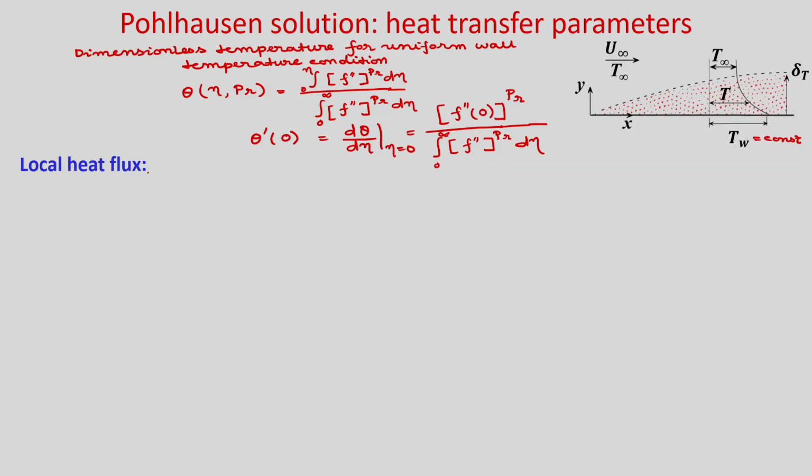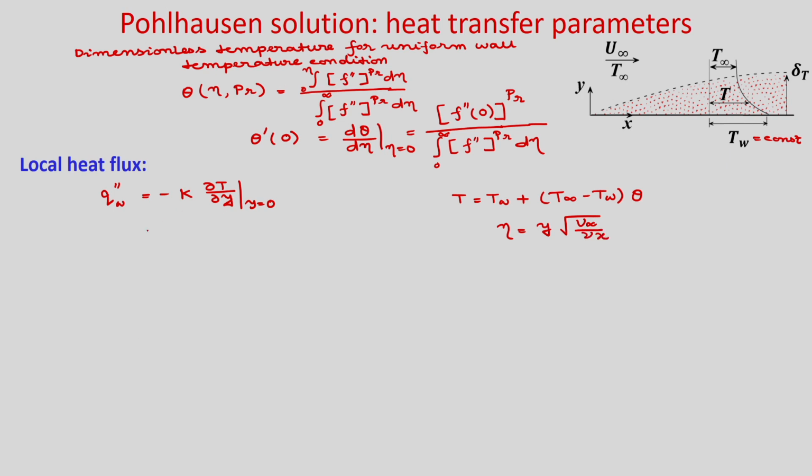So, first let us find the local heat flux. You know by definition q double prime w is equal to minus k del T by del y at y equal to 0. So, at the wall the temperature gradient del T by del y comes from Fourier's law of heat conduction, and we have taken the dimensionless temperature such that T is equal to Tw plus (T infinity minus Tw) into theta. And the similarity variable eta is y times root of u infinity by nu x.